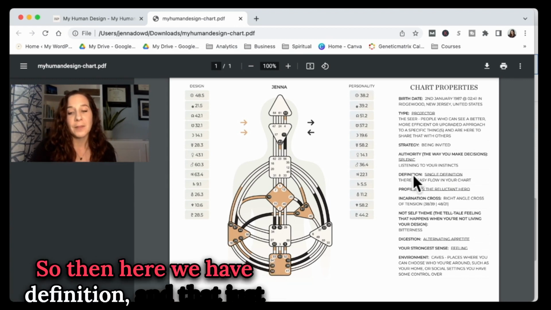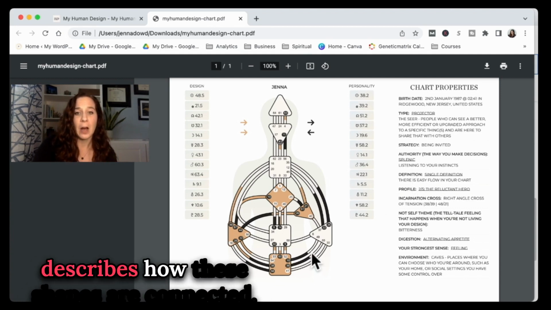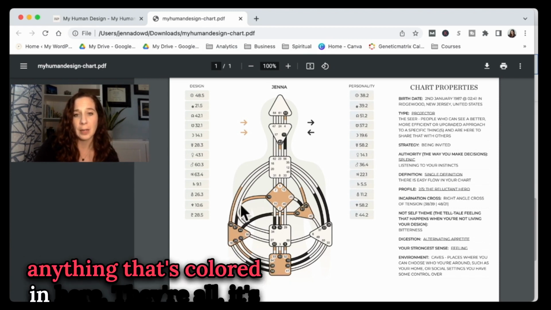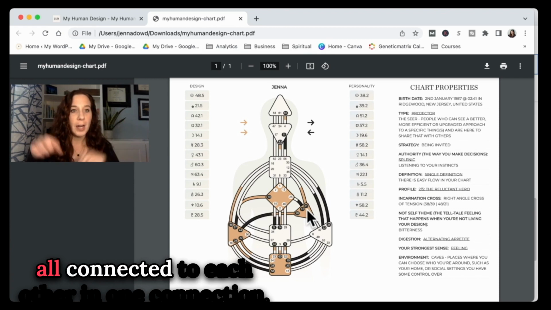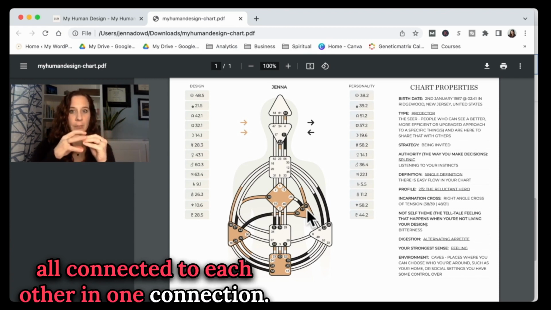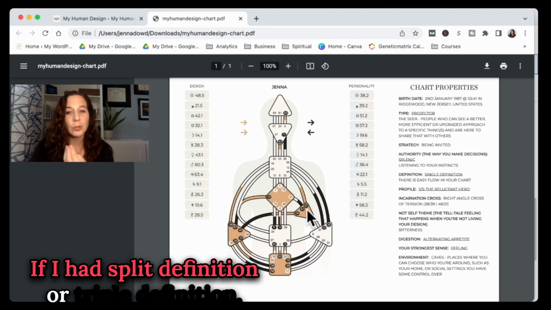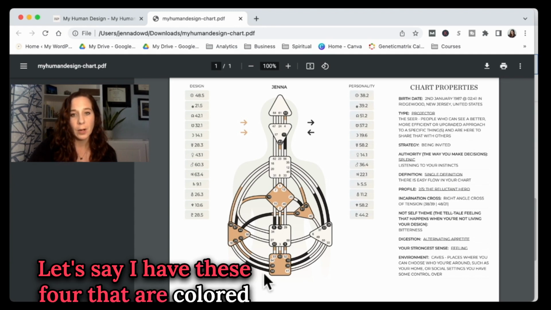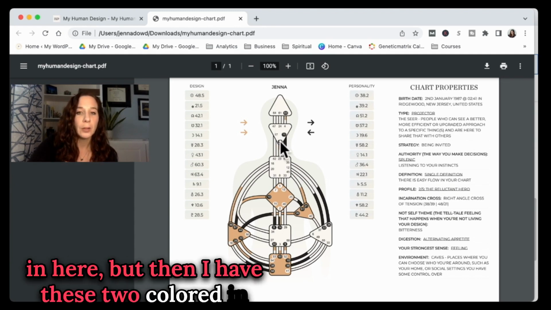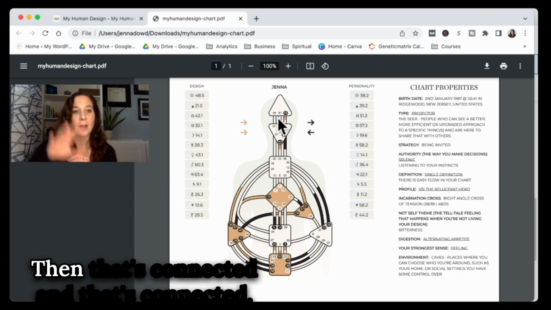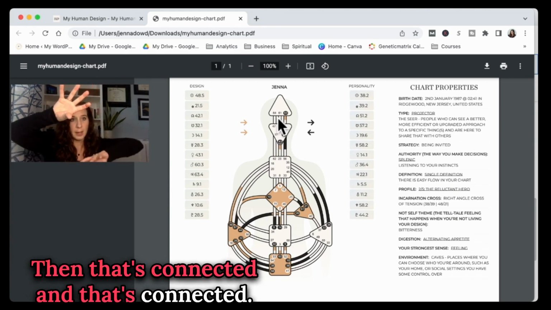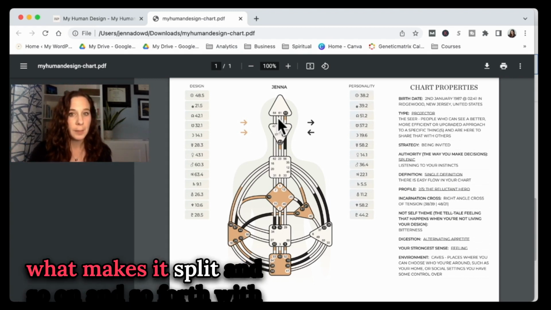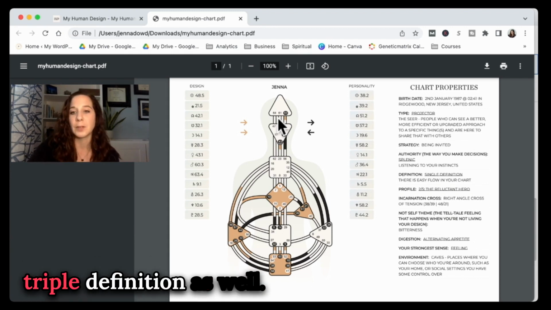So then here we have definition. And that just describes how these shapes are connected. So I have single definition, which means that anything that's colored in here is all connected to each other in one connection. If I had split definition or triple definition, that would mean, for example with split definition, let's say I have these 4 colored in here, but then I have these 2 colored in here and nothing else, then that's connected and that's connected. It's split. They're not connected to each other. And that's what makes it split. And so on and so forth with a triple definition as well.